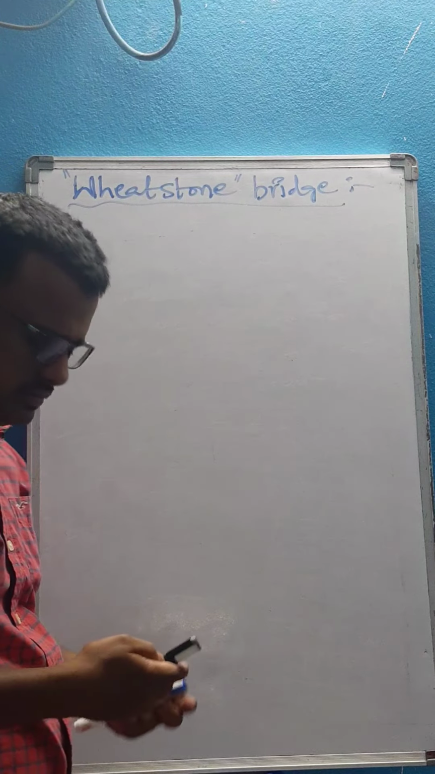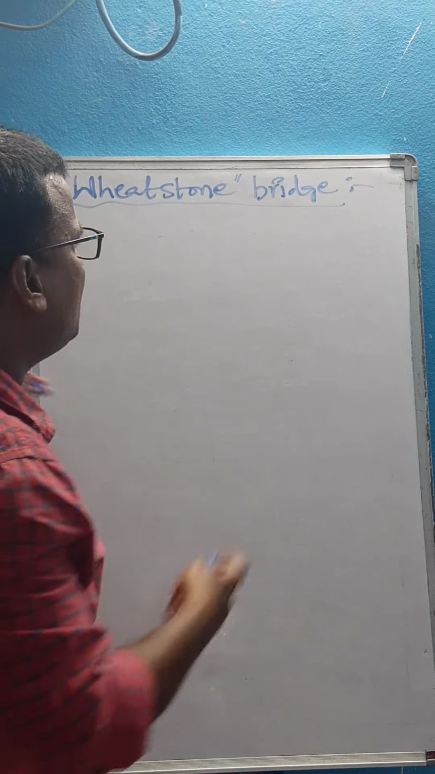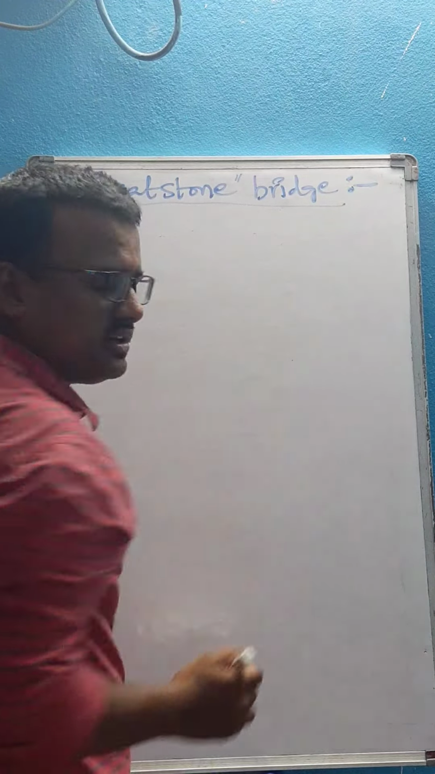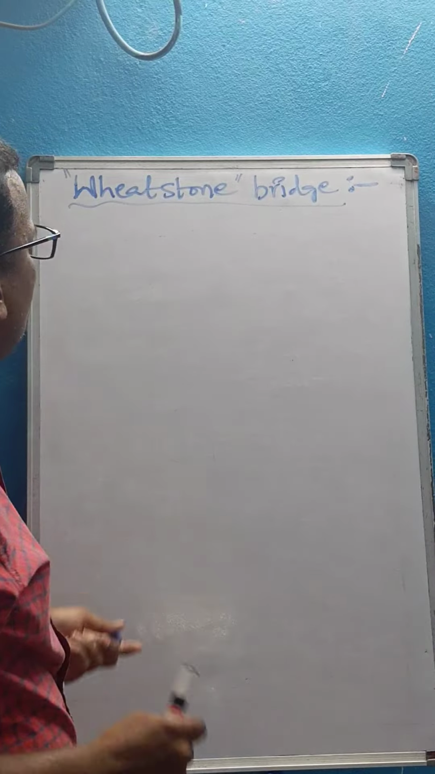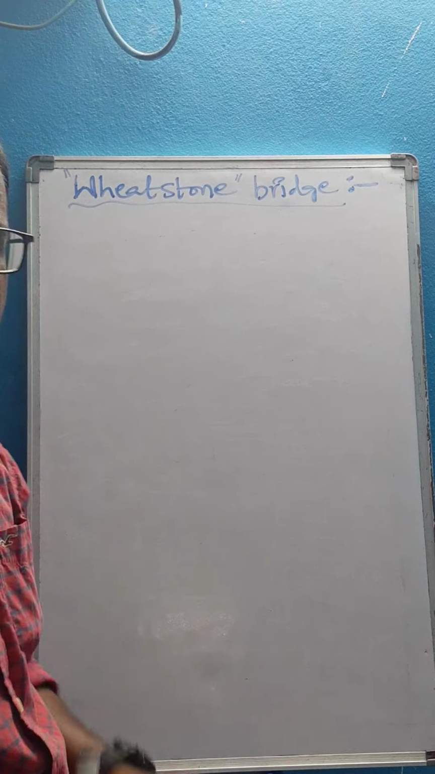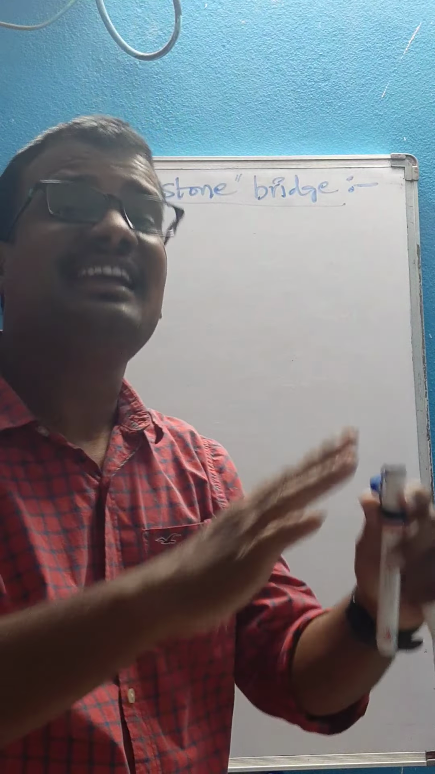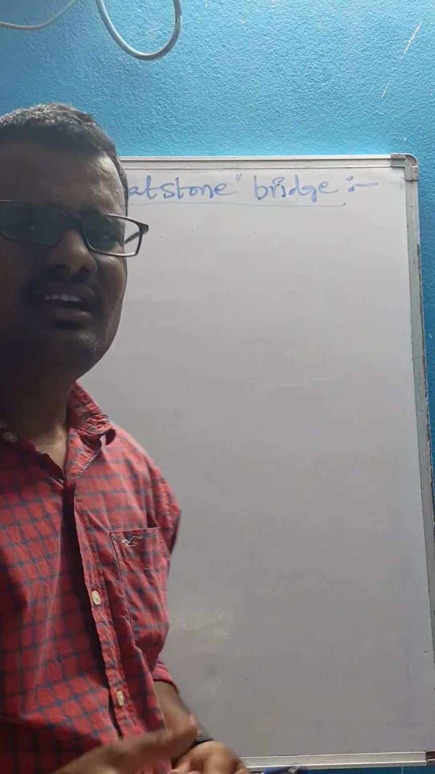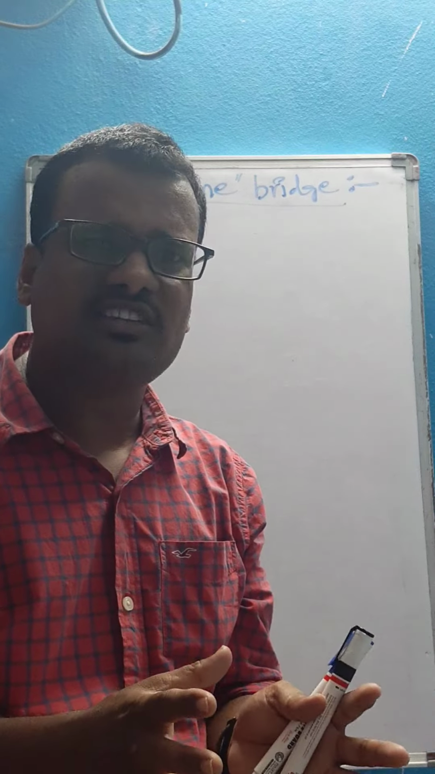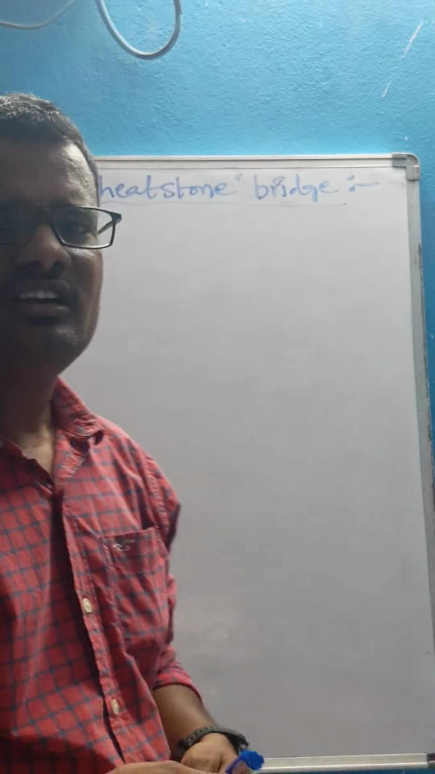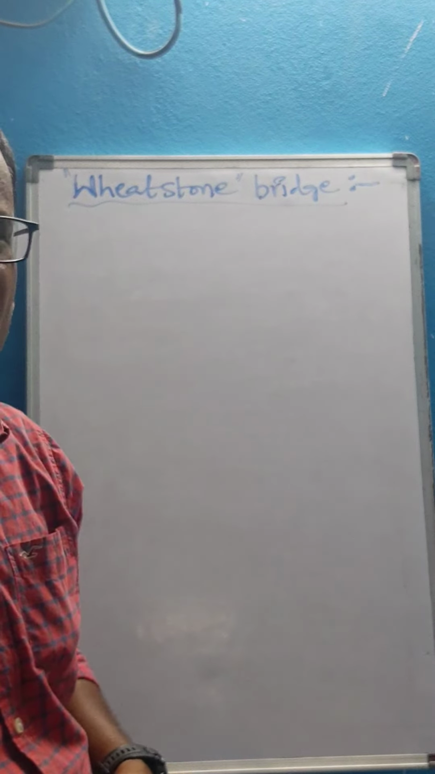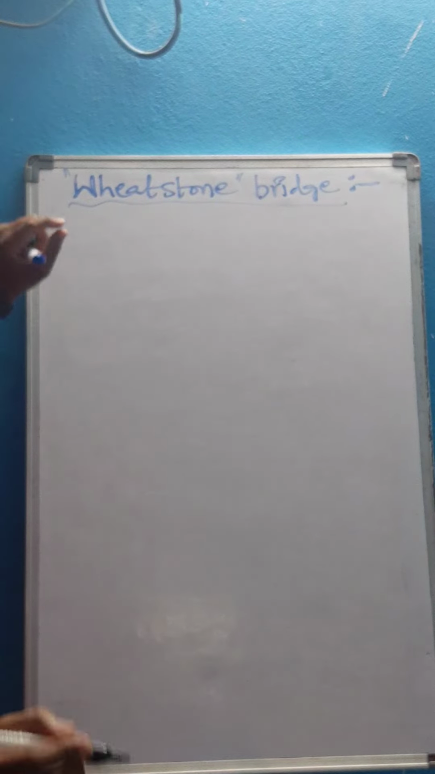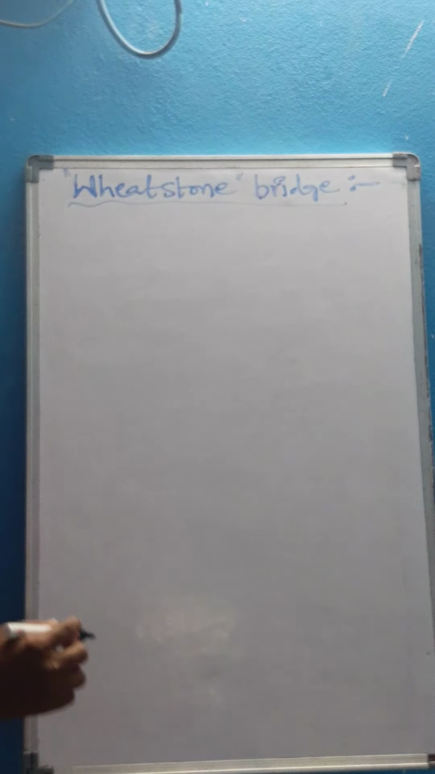Okay, so now let me go to the top. The Wheatstone bridge has a combination of 4 resistors and it looks like a bridge. That's why this is called the Wheatstone bridge. So here I can draw the diagram of the Wheatstone bridge.